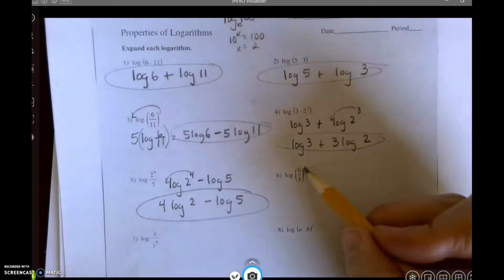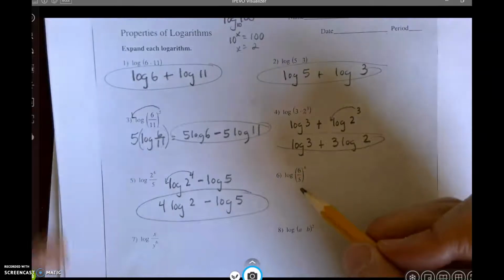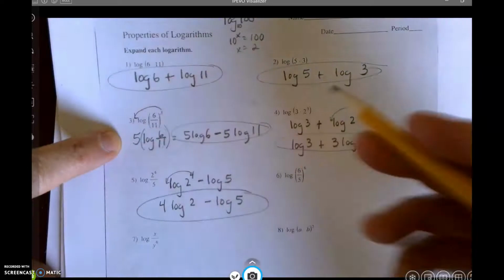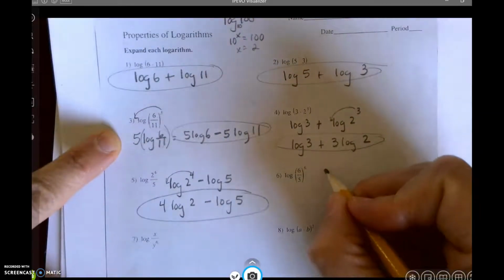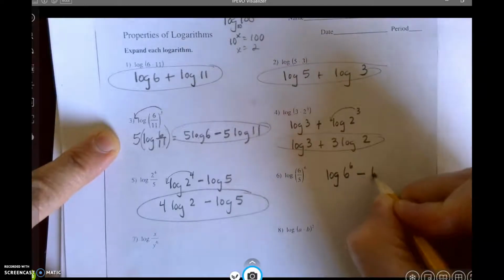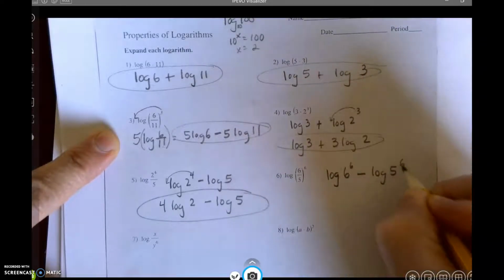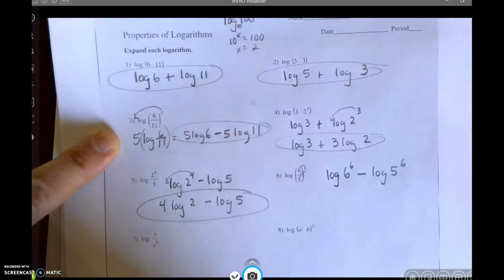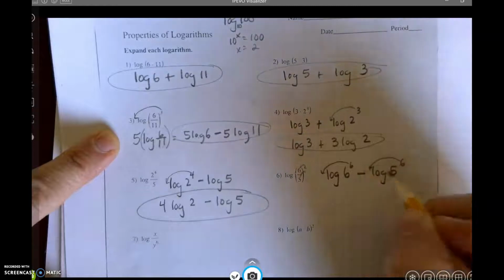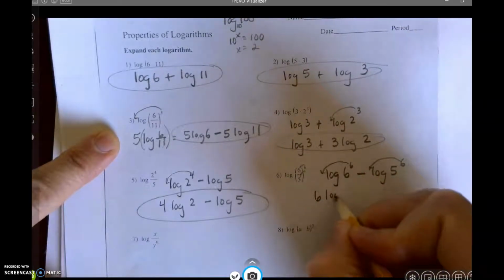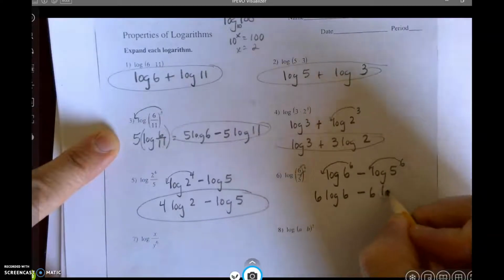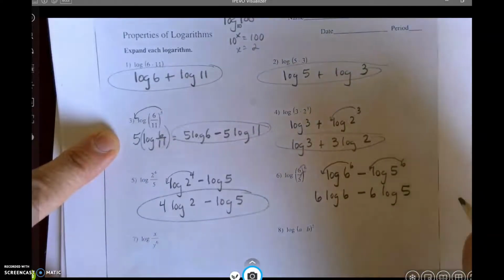Now this 6 goes with both. So here I pulled the exponent first and then separated. This time I'm going to separate first. Log of 6 to the 6th minus log of 5 to the 6th, because this 6 goes with both. Now I'm going to pull the 6 out in front. 6 log of 6 minus 6 log of 5.